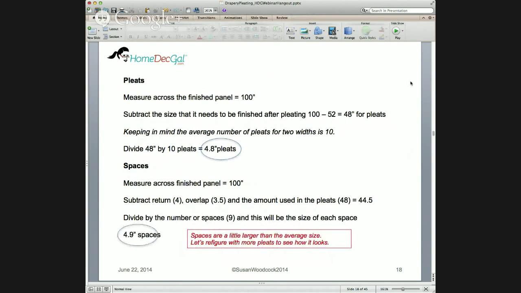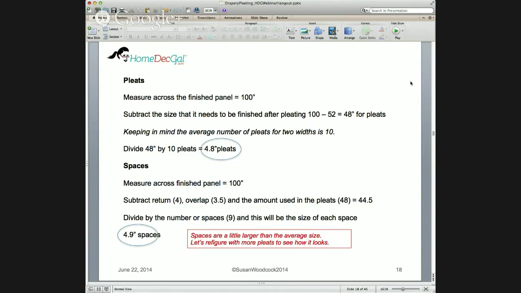So let's measure across the finished panel with the side hems done, the buckram's in the top, measure across, and we have 100 inches. Subtract the size that it needs to be finished after pleating. From the last slide, it's 52 inches, so 100 minus 52 leaves 48 inches for the pleats. Keeping in mind the average number of pleats for 2 widths is 10. 48 divided by 10 is 4.8-inch pleats. That's okay. We like a 5-inch pleat, and that's pretty close to a 5-inch pleat.